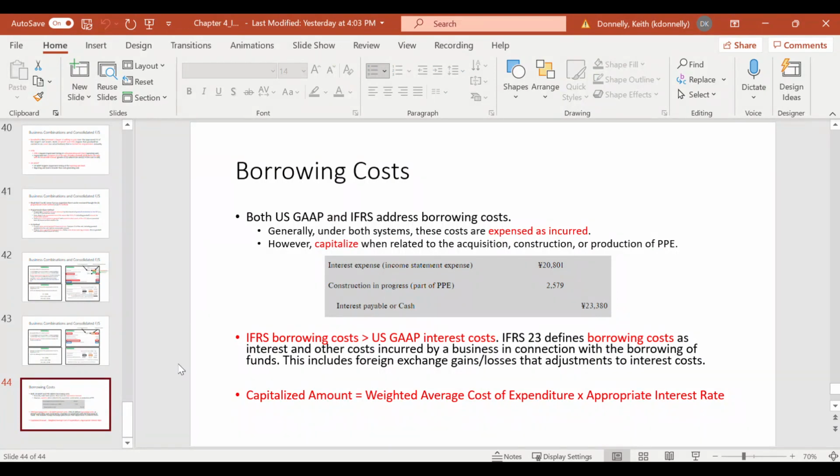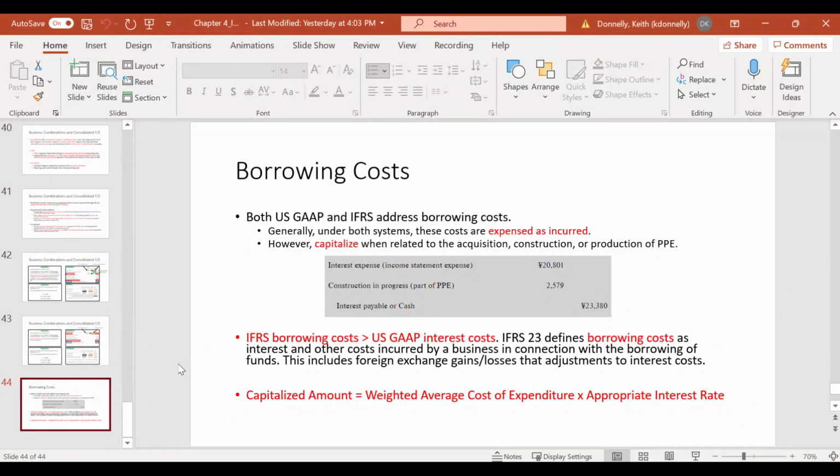And then finally here, we're going to end up with borrowing costs as the last point of the lecture. So both US GAAP and IFRS address borrowing costs. Generally, under both systems, you're going to expense them as they're incurred. However, you will capitalize them when it's related to acquisition, construction, or production of PP&E. So basically, if you just borrow money to spend in the normal operation of the business, you would expense the interest you pay on it as it's incurred.